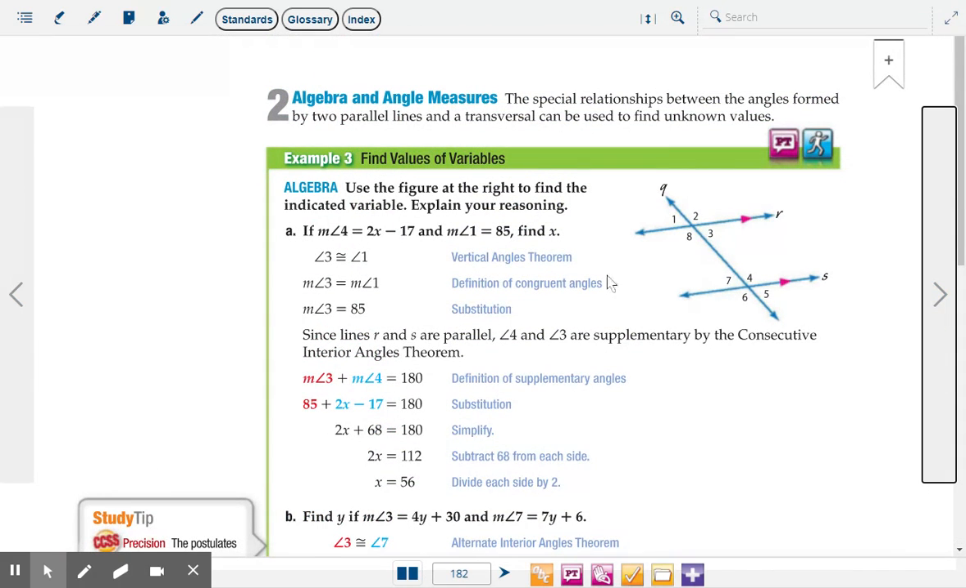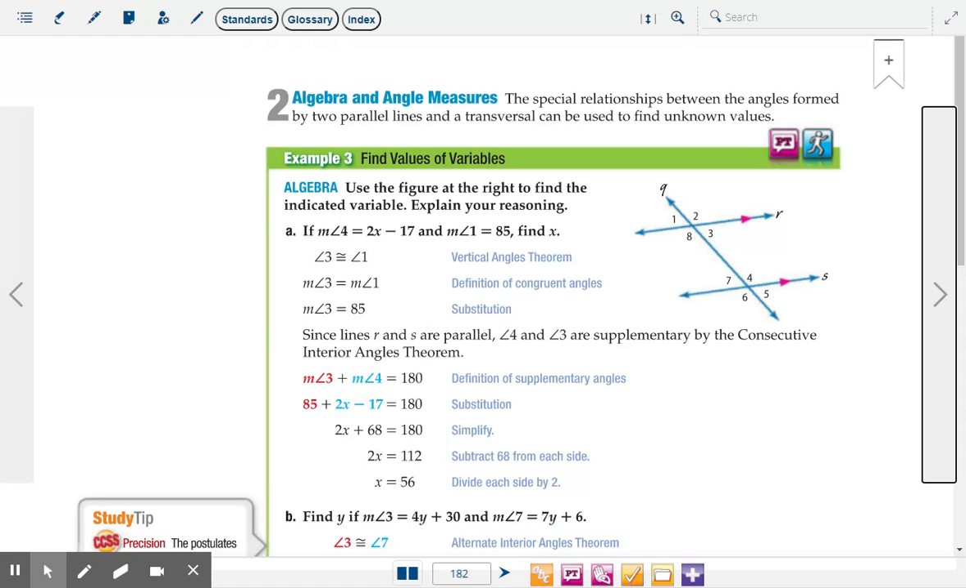Okay, well, the fun begins when instead of just giving you outright what the angle is, let's throw in some algebra. So in this case, it says the measure of angle 4 is 2x minus 17. The measure of angle 1 is 85. So now in order to find x, we're going to have to figure out what's the relationship between angle 1 and angle 4. Are they congruent or are they supplementary? Well, 1 and 4 are one of those rare pairs that don't have a special named relationship.